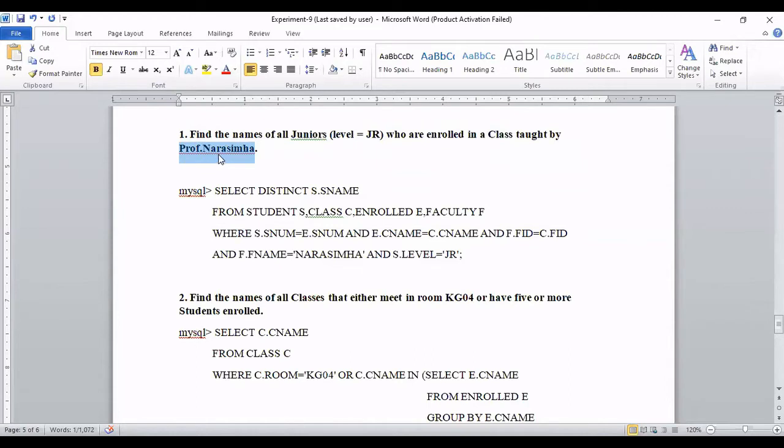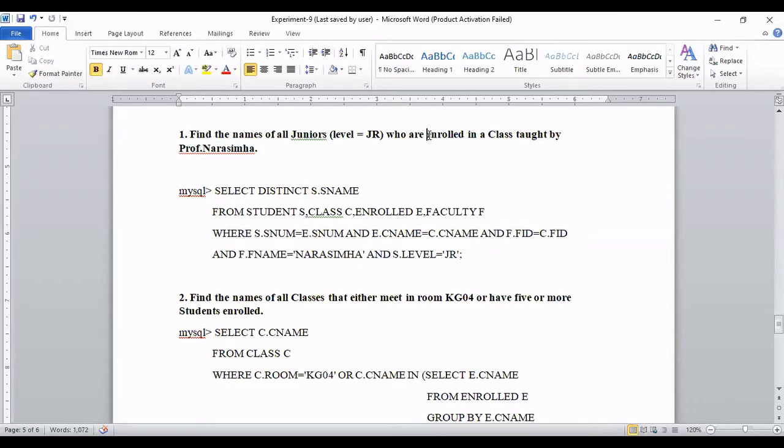Again, in that faculty table, how do we know which faculty is teaching which course? Because it is telling a class taught by Professor Narasimha. To know which professor is teaching which class, we need a class table also, because there is no separate teachers table. The class table has the faculty information, the faculty ID and course ID, so from the class table we will know the course name of Professor Narasimha. Once we know the course name, it will be joined with enrolled to give us the details of the students enrolled to that class.